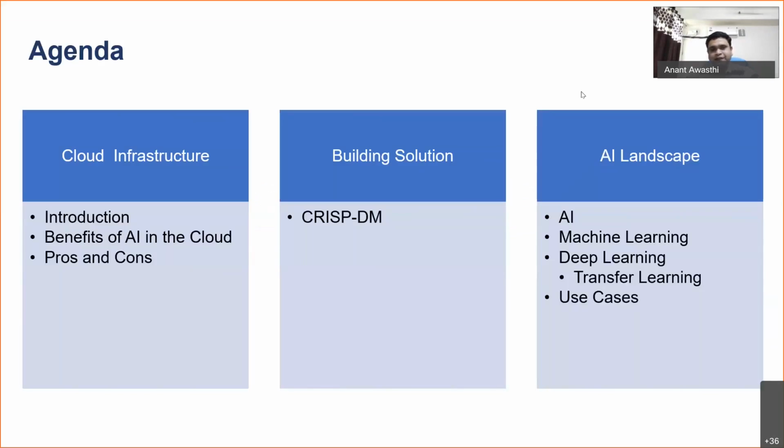The agenda for our discussion will be divided into three parts. First, the cloud infrastructure. Second, how to build a solution. And third, the AI landscape. I believe you are already aware of a few of the concepts in AI, but let me know if you want to stop me somewhere and rediscuss the topics.